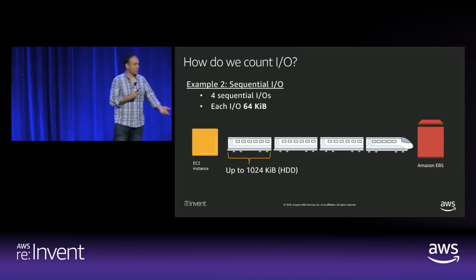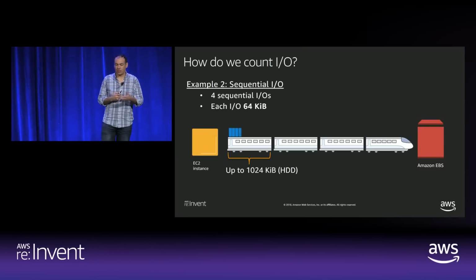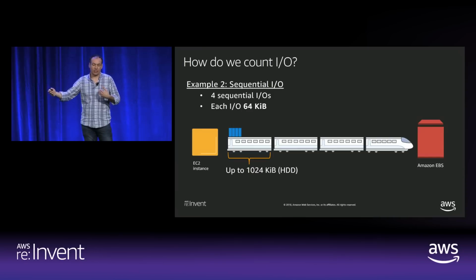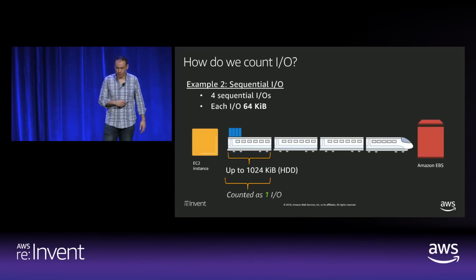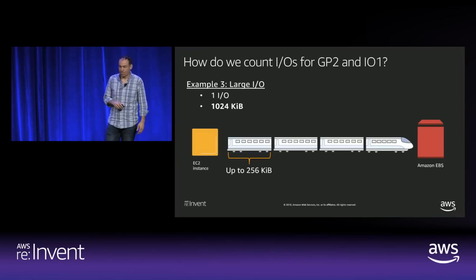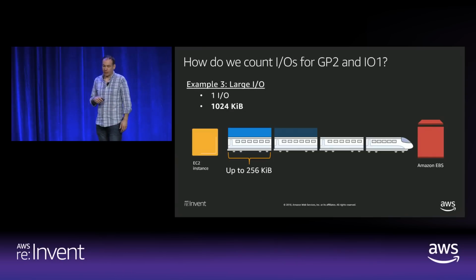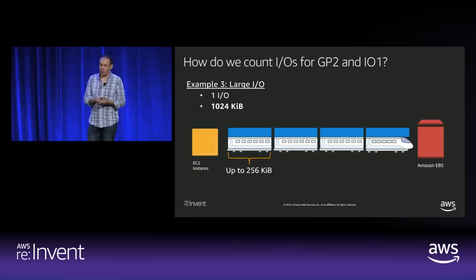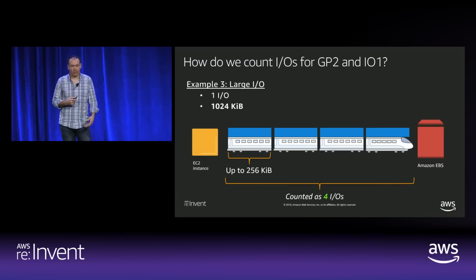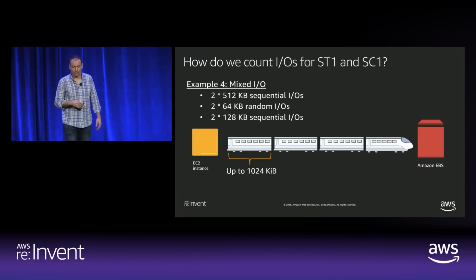Similar thing with our streaming product. If we do these 64K IOs, it's the same sort of thing. We'll just keep adding these on into the bucket until you get to the 1 meg, and then we'll close that bucket and go to the next one. Now, if it's a large I/O, it's kind of the flip side. We'll split those apart. So a 1 meg I/O on our SSD-backed products, we'll split apart into 4 segments. And so that'll actually count as 4 IOs on our SSD-backed products.